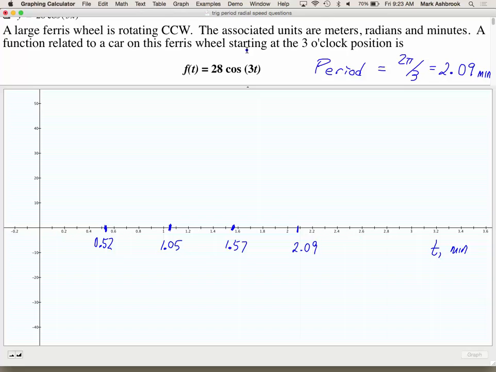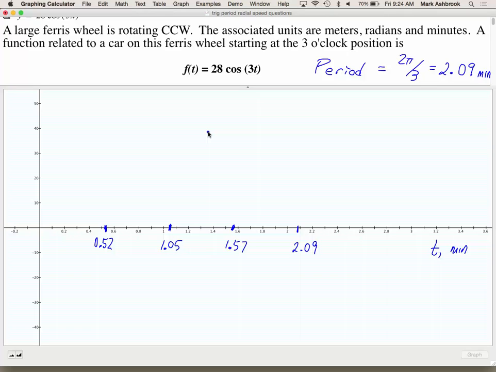Meters. So at time equals 0, when the car is at the 3 o'clock position, what is this asking? How many meters to the above or to the right? To the right. It's cosine. So it's going to be how many meters to the right of the vertical diameter when time is 0 at the 3 o'clock position? What will it be? 0, 28, or something else?